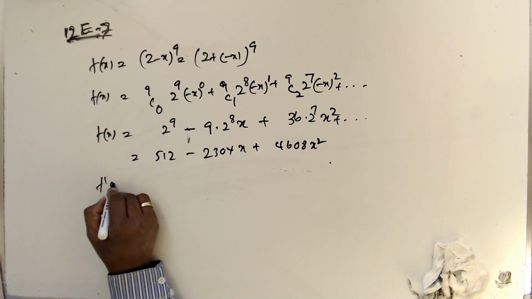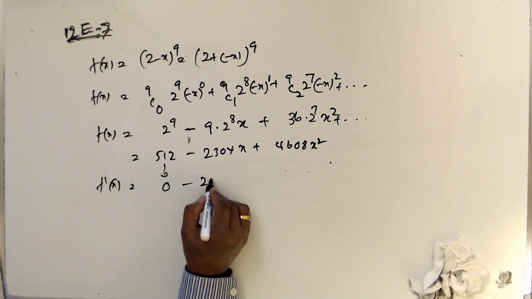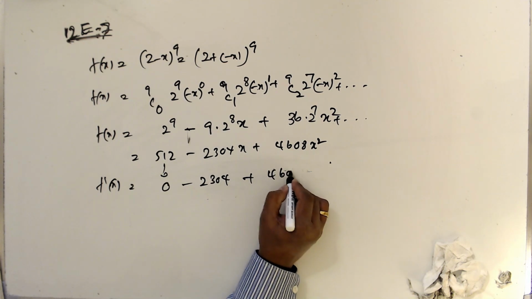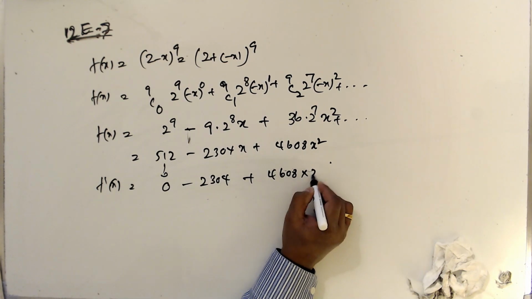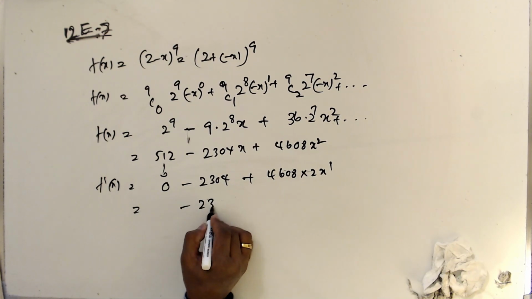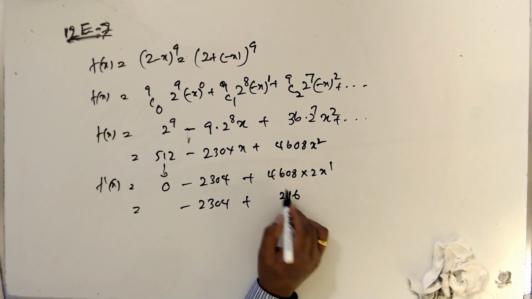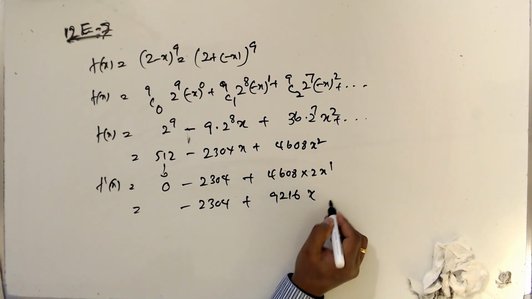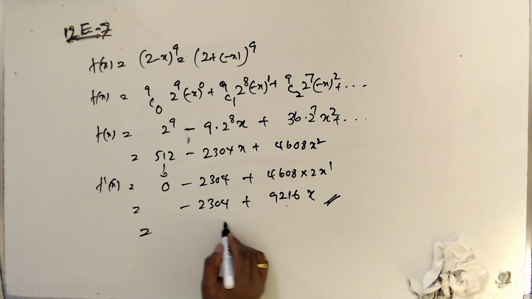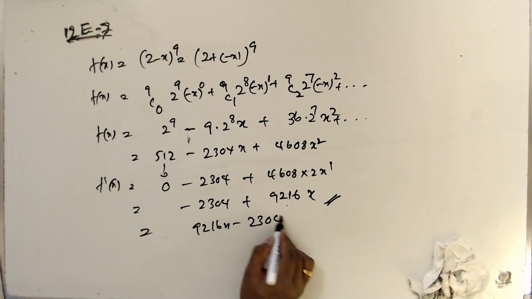This is going to be 0. This is going to be minus 2304 plus this is 4608 times 2x to the power 1. So 9216x minus 2304. So we'll write this one nicely.